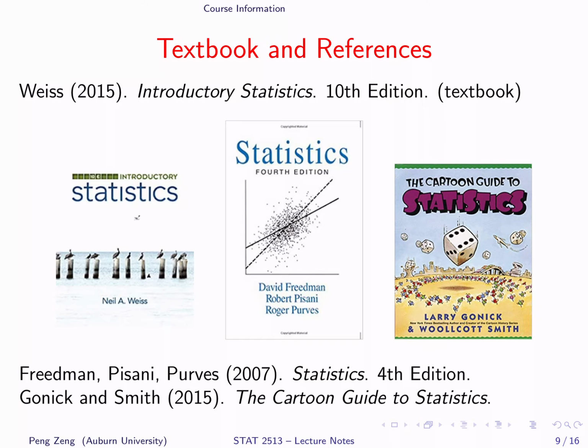These are the textbook and the references. The first book is Introductory Statistics by Weiss. This is the main textbook. I prepare the lecture notes following this book. Most homework problems also come from this book.